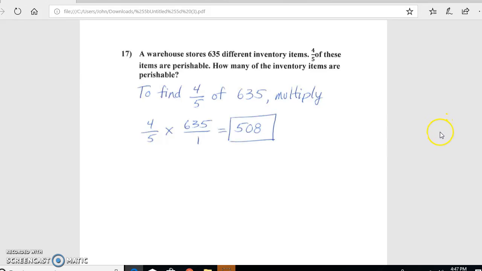This is the practice test for fractions. Here we're working on problem number 17. And the problem states a warehouse stores 635 different inventory items. 4/5 of these items are perishable. How many of the inventory items are perishable?